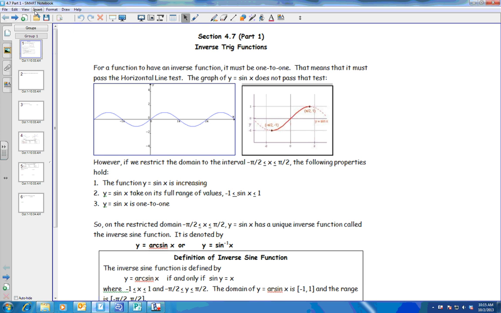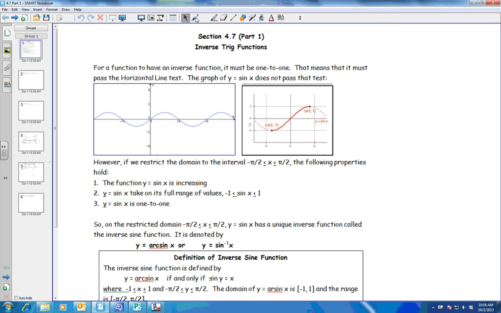Okay, this is section 4.7, part 1, and we're going to talk about inverse trig functions. And the good thing is we've actually done a little bit of this, so as far as the math, it won't be real new. But let's talk first about what an inverse function is.